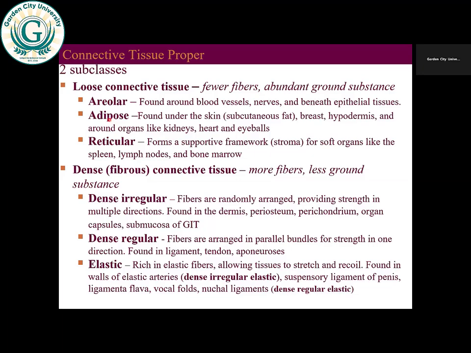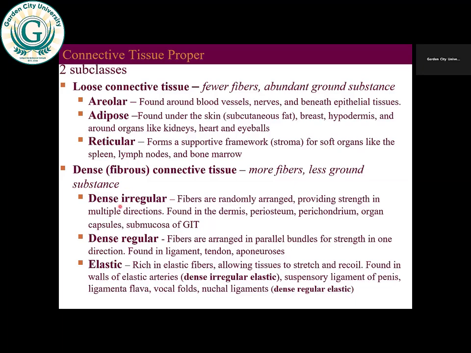Normally we just say loose connective tissue, but when you say areolar connective tissue, it's synonymous with loose connective tissue. The connective tissue that you find around blood vessels, nerves, and beneath the epithelium is areolar connective tissue. Connective tissue that you find in the hypodermis of the skin, the breast, and around organs is adipose connective tissue. The connective tissue that forms the supportive framework of the spleen, lymph nodes, and bone marrow is reticular connective tissue.